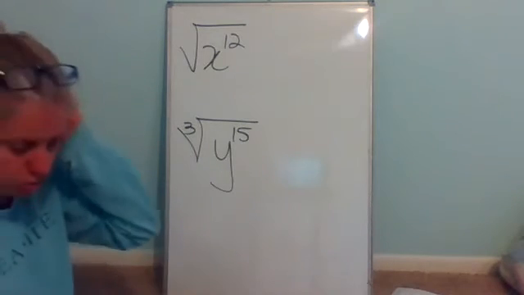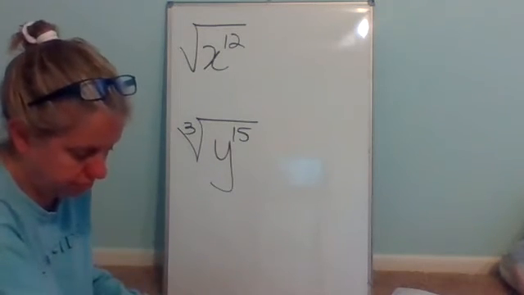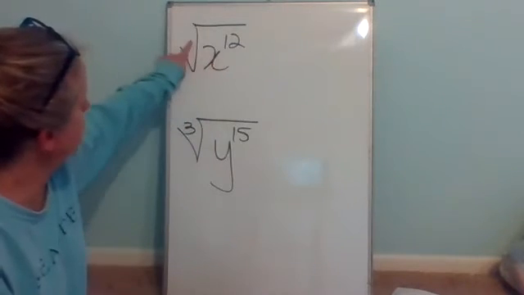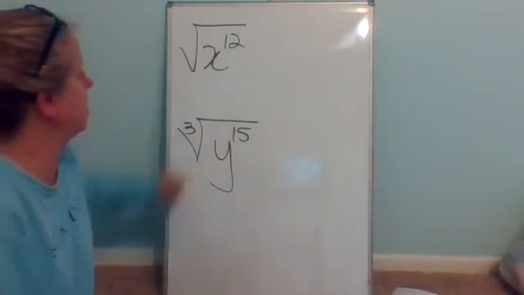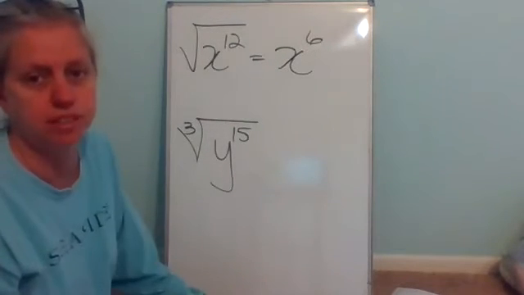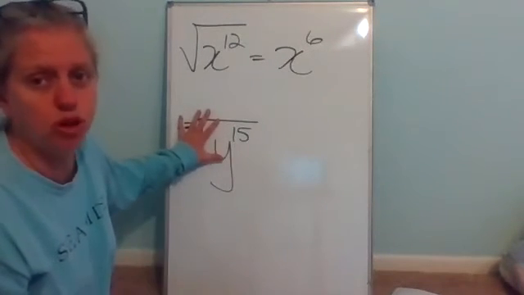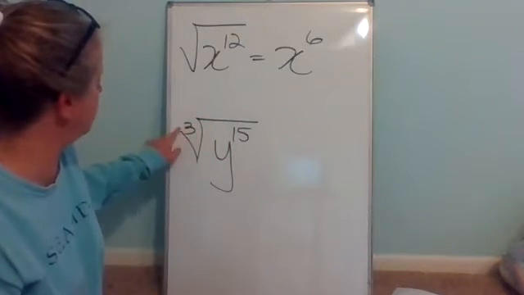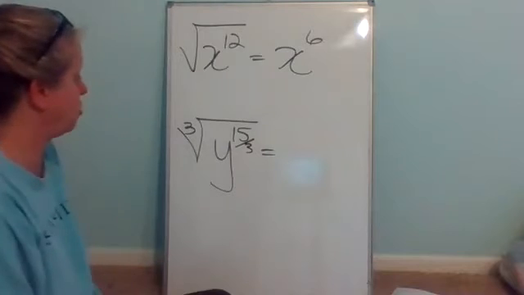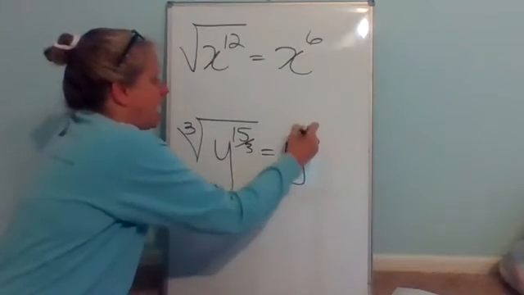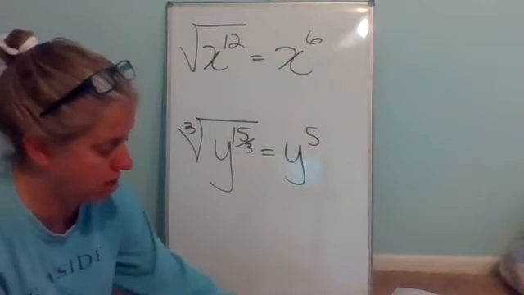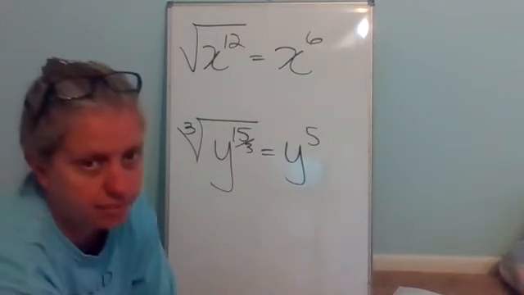Just to go over that shortcut rule again. Square root just means you divide your exponent by 2, so that would just give you x to the 6th. I use the same rule no matter what the root is. This number is what you divide your exponents by. So if I divided that exponent by 3 this time, I would have y to the 5th. So you're just going to divide your exponent by whatever root you are taking.